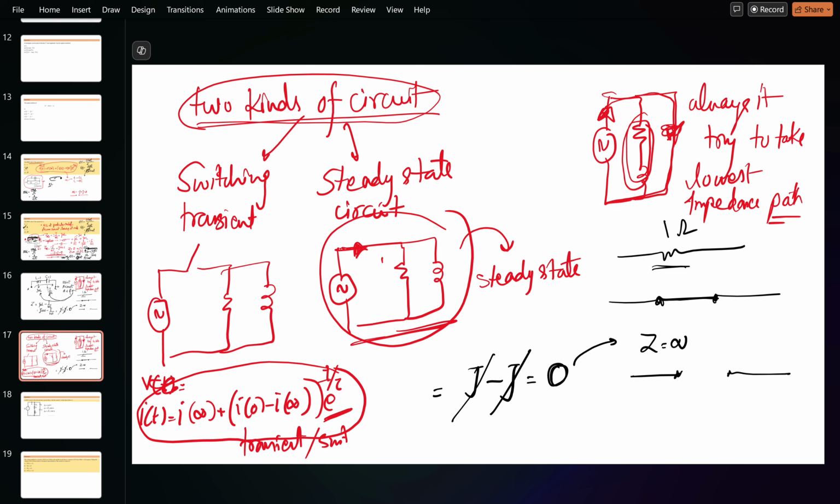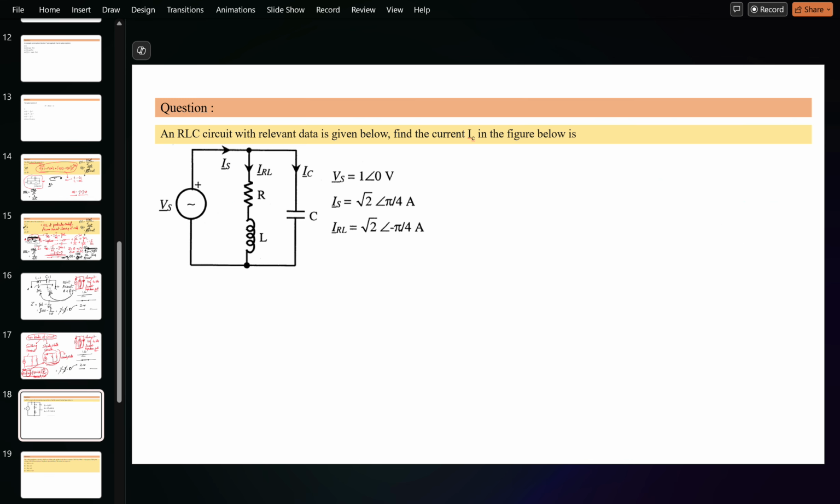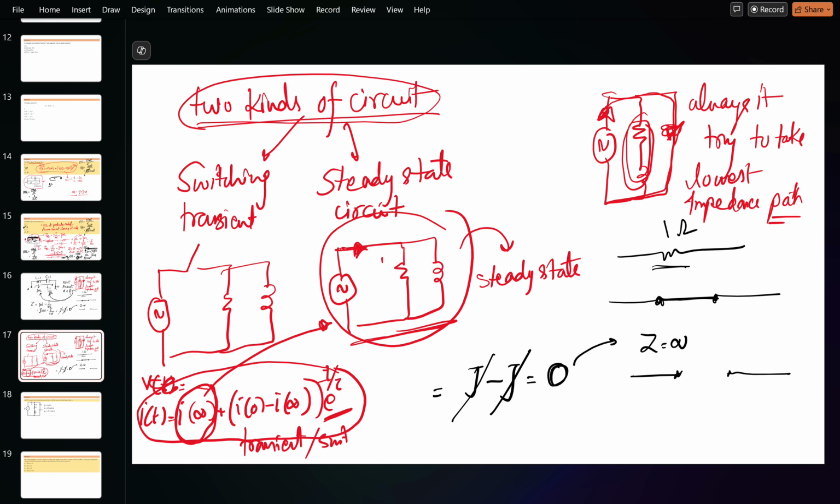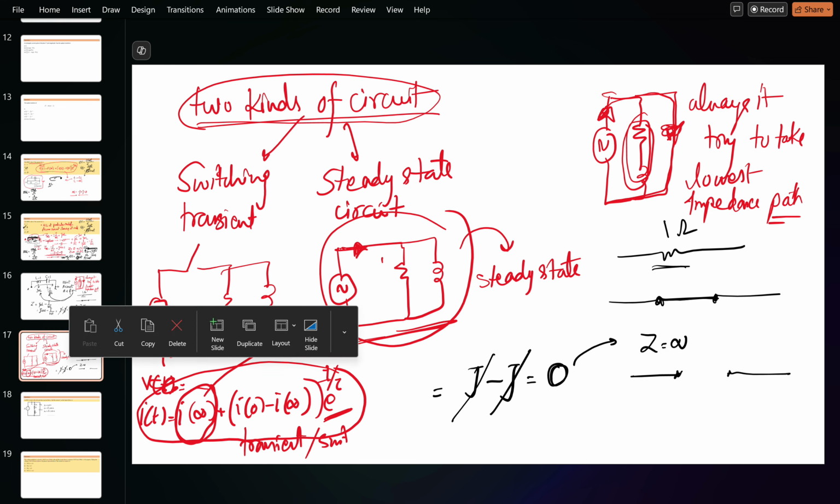So we can't use that equation in steady state, sir? No, no. You should not use it, because the switching circuit is usually represented with e to the power something terms. That will not come in the steady state. Steady state is basically the I infinity term. Whatever was there, the ramps or anything, that will be applicable there. Are you getting my point?